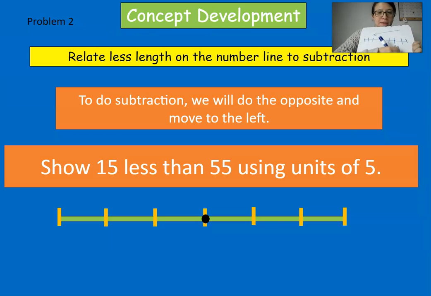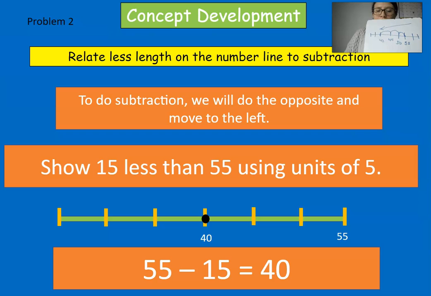Okay, so I'm going to set up the endpoint that I know right here. We want to know 15 less using units of 5. So each of these units is going to be 5. What I'm going to do is count out the 15 to start. So I'm going to go 5, 10, 15. So my endpoint is going to be here. My other endpoint is going to be there. Now we have to do the actual units. So we're at 55. We're going to go back 50, 45, 40. 55 minus 15 is going to give us 40.